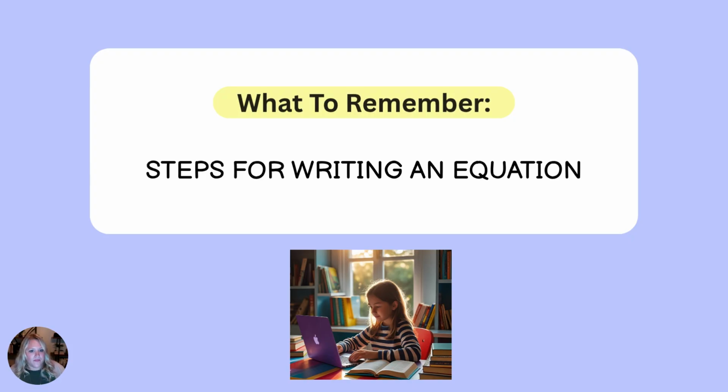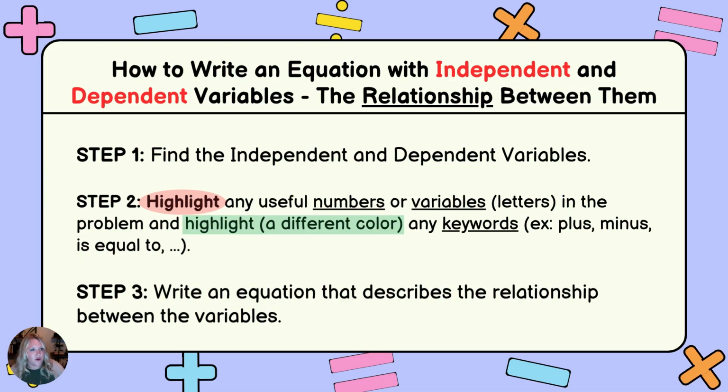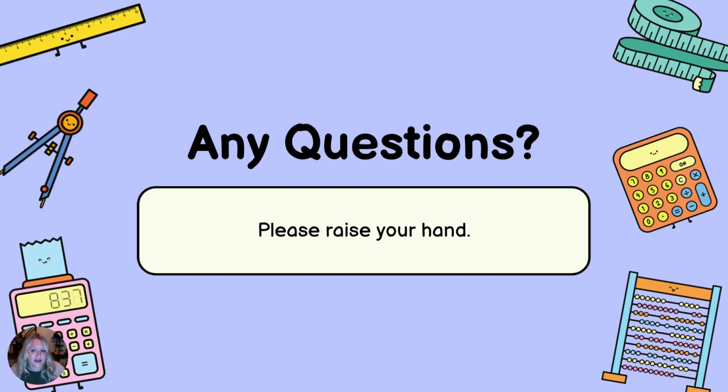And then we go over what to remember, steps for writing an equation. So 6th grade, how to write an equation with independent and dependent variables and the relationship between them. Step 1, we're going to find the independent and dependent variables. Then step 2, we're going to highlight any useful numbers or variables in the problem, and highlight in a different color any keywords, plus, minus, is equal to. And then step 3, we're going to write an equation that describes the relationship between the variables. Any questions? So at this time, I'd answer any questions that students may have.